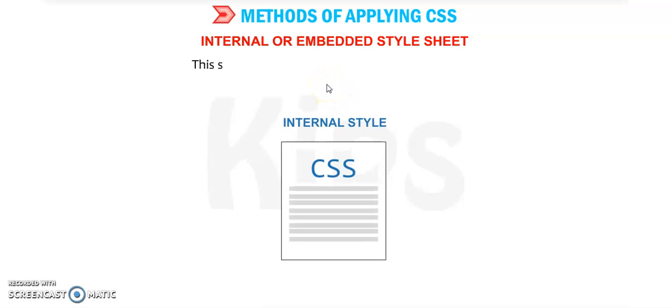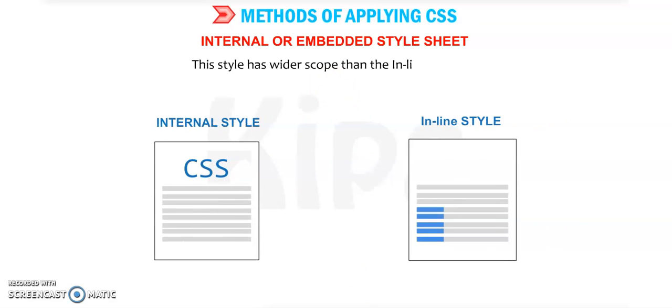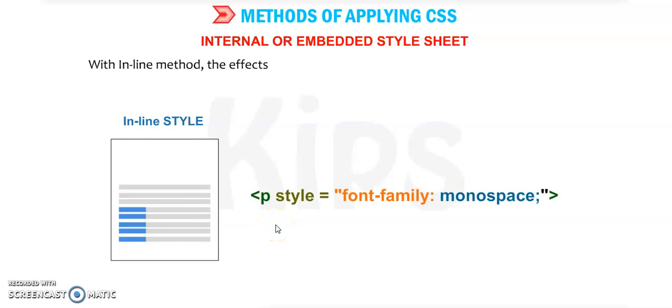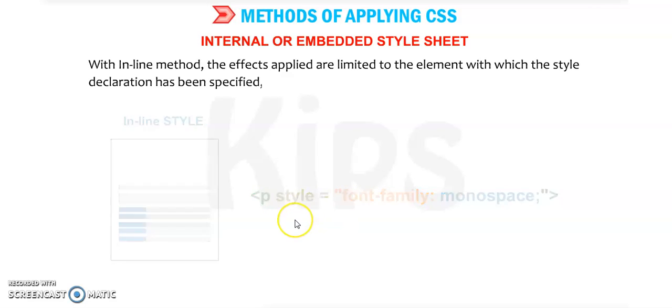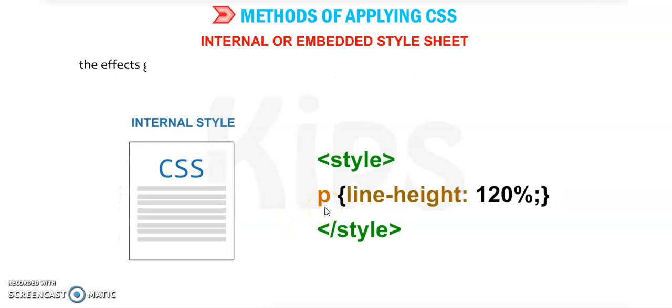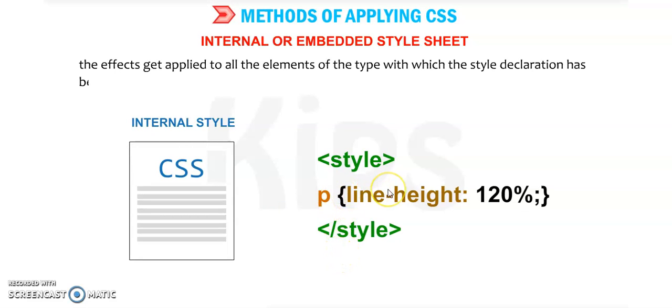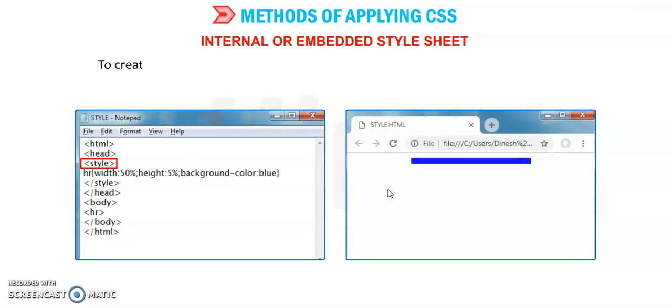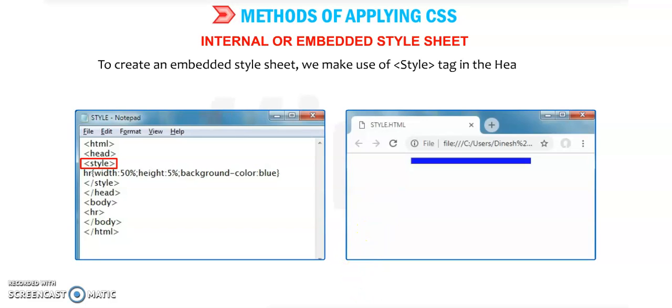Now next, the internal or embedded style sheet. This style has a wider scope than the inline method. With the inline method, the effects applied are limited to the element with which the style declaration has been specified. With the embedded method, the effects get applied to all the elements of the type with which the style declaration has been specified. To create an embedded style sheet, we make use of the style tag in the head section.